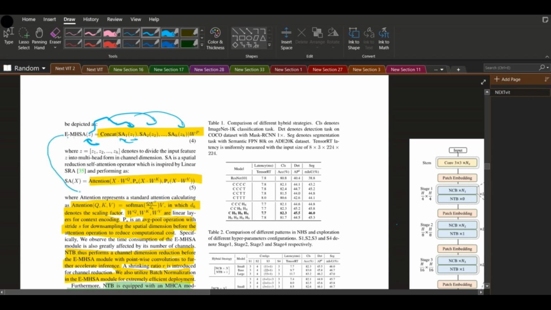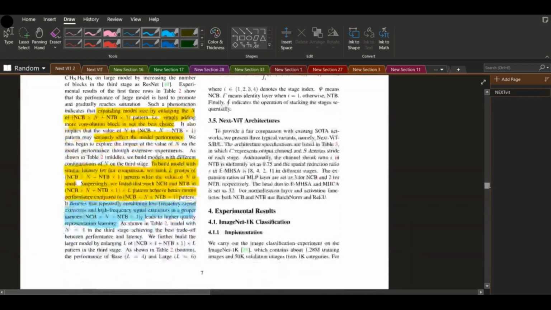So within this attention, we have these WQ, WK, and WV, the query, key, and values. We can always think of these as linear layers for context encoding. Then this P here denotes the average pooling. Then this S here denotes the stride for downsampling the spatial dimension to reduce the computation cost. Okay, so essentially that's what the multi-head self-attention is composed of. So let me just go down.